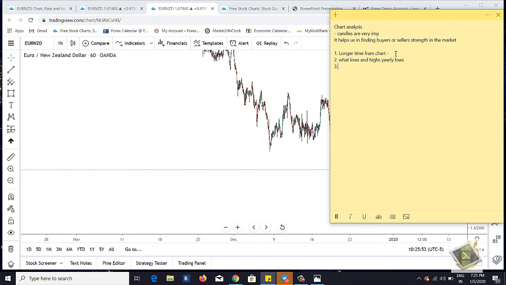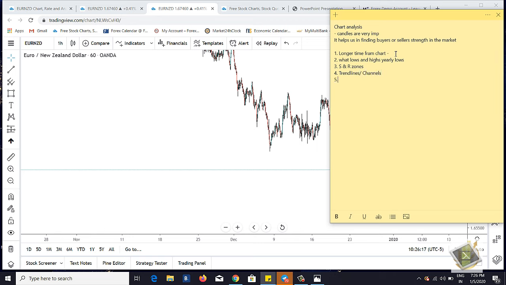Okay, third is how do you draw support and resistance zones. Okay, fourth point is trend lines, or I can say channels, price channels.